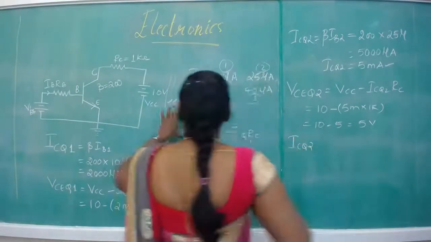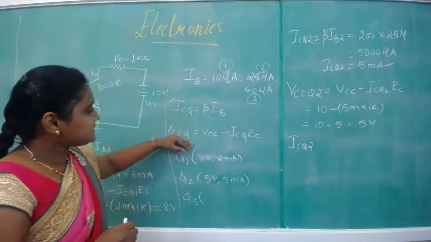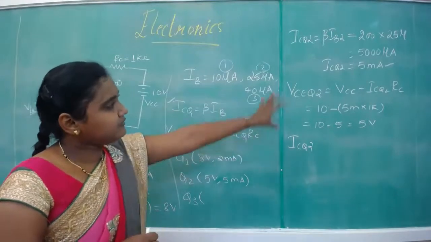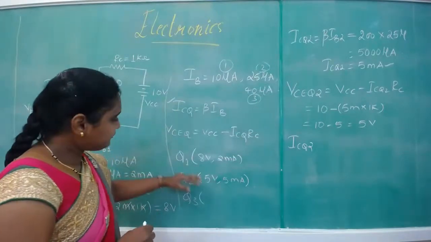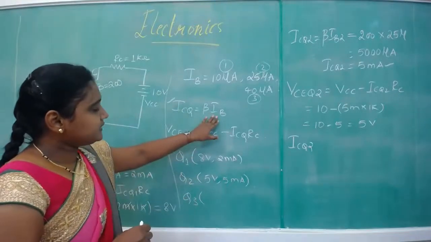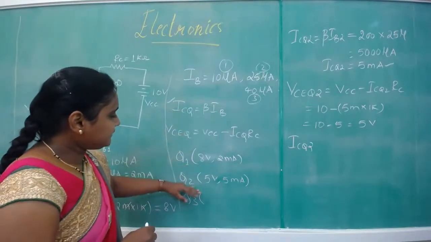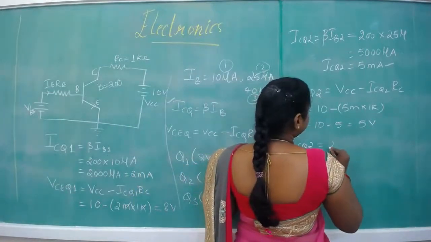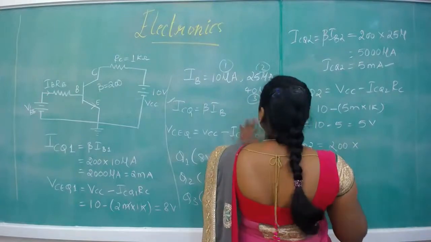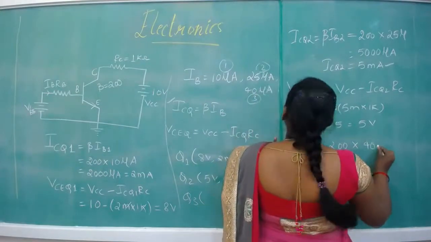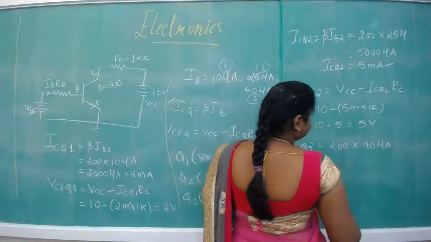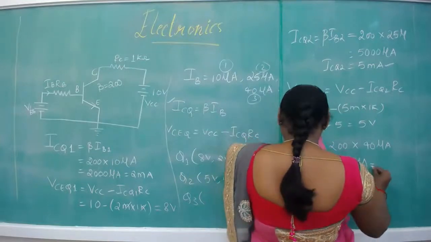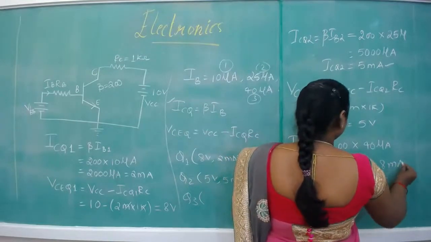From the single expression for ICQ and VCEQ, this same expression is used for different values of IB, and depending on that, we are finding the coordinates for the three different Q points. When we have three different values of IB, we will get three separate Q points. So now, beta, that means 200, into the next value, 40 microampere. So it will be 8,000 microampere, which is equal to 8 milliampere.